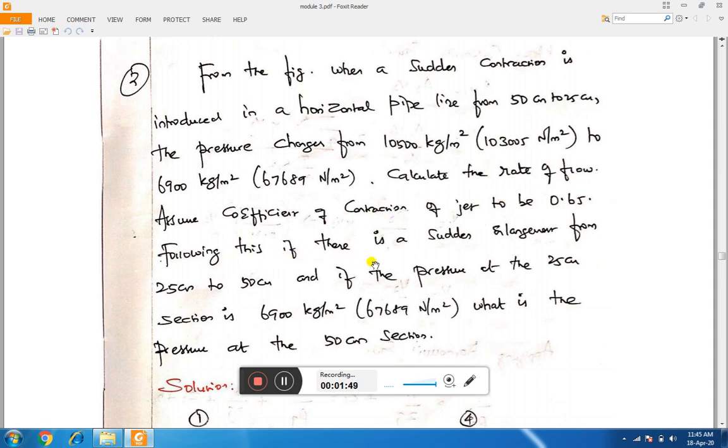Following this, there is a sudden enlargement. First the bigger pipe is getting contracted to a smaller diameter. The smaller pipe runs for some length, and that smaller pipe is suddenly enlarged to some other diameter. That is given as sudden enlargement from 25 centimeter to 50 centimeter again. If the pressure at the 25 centimeter size is 6,900, which is already given here, what is the pressure at the 50 centimeter section? We cannot say that this same pressure will be prevailing here, because there is already a loss due to sudden contraction. Now it is getting enlarged.